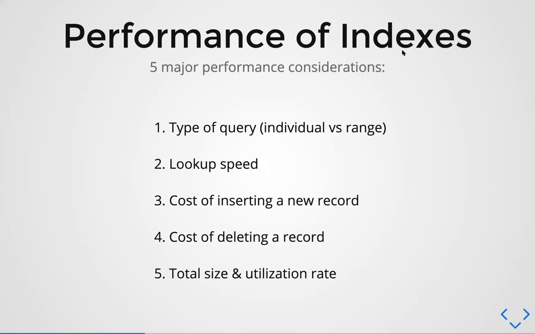So there's different things we care about when we talk about indexing. We care about really 5 major performance considerations. There's 2 important types of queries, individual and range, and we also care about the speed of looking up a particular item from our index, the cost of inserting a new record, both in terms of the amount of data that record's going to take up and in terms of how fast it is to do that actual insertion, as well as the cost of deleting and the total overall size of our data store, of the index.